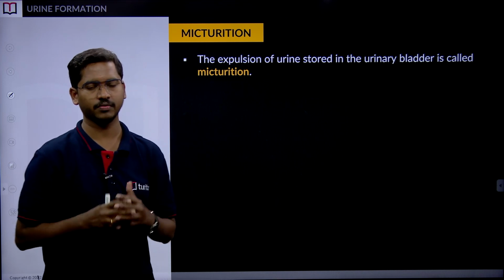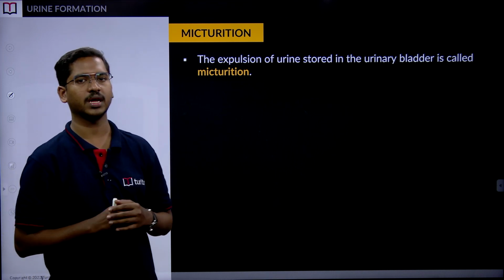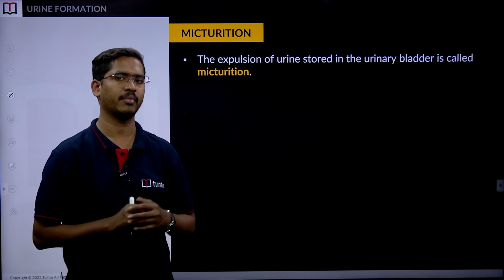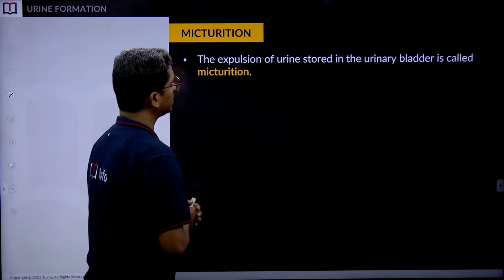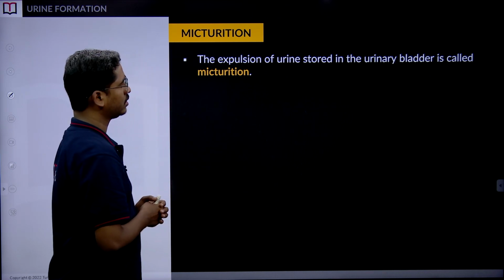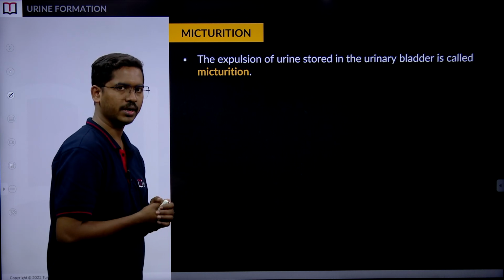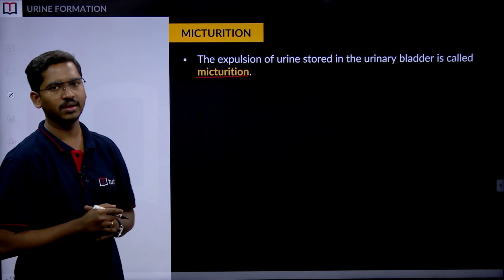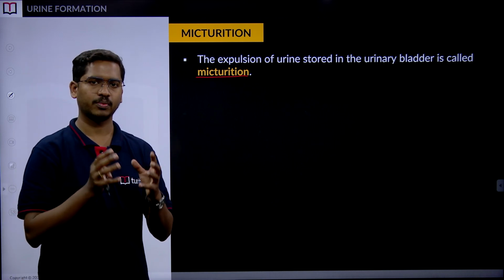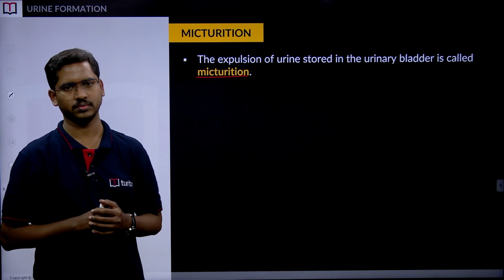In the objectives, I told how the urine is actually passed out of the body, that is the manual expulsion of urine. So, you see here the expulsion of urine that is stored in the urinary bladder. Obviously, urine is stored in the urinary bladder. That expulsion is known as micturition.